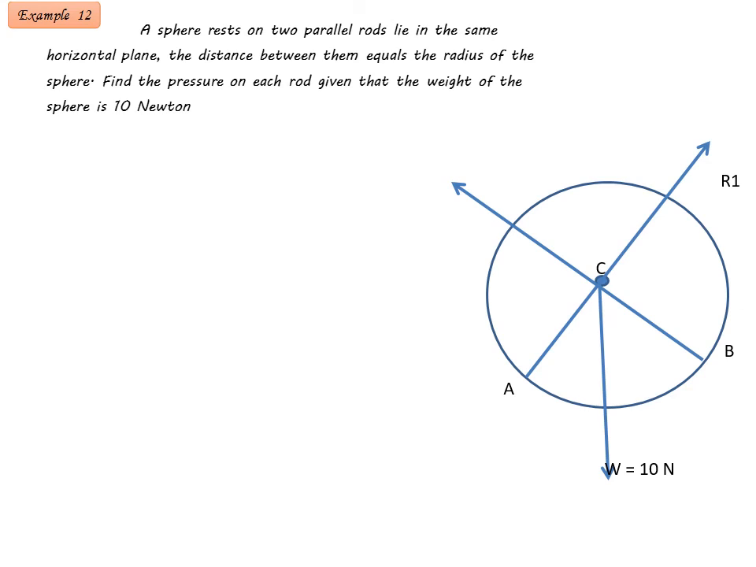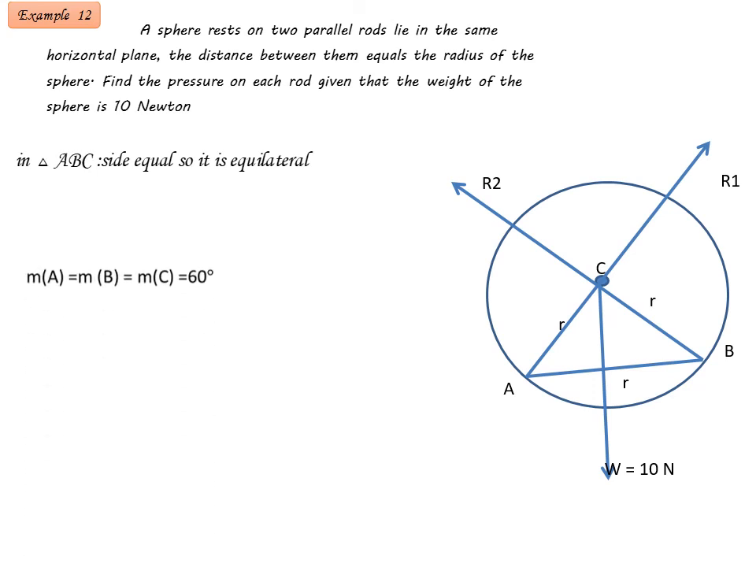And the distance between the two rods equals R. That means in triangle ABC we have the length of AB equal R, of course AC equal R, and also CB equal R. That makes the triangle ABC an equilateral triangle.